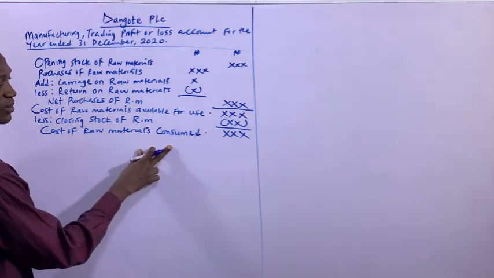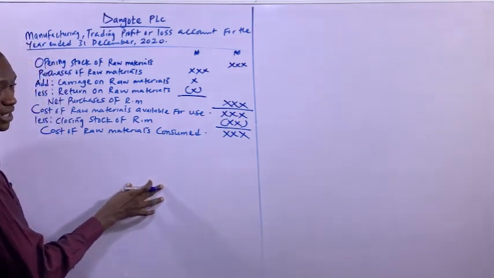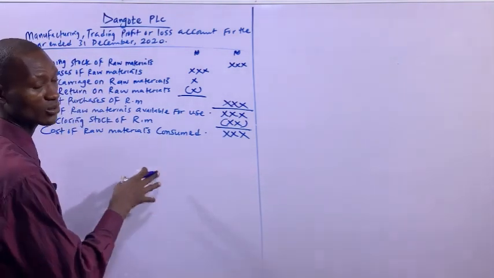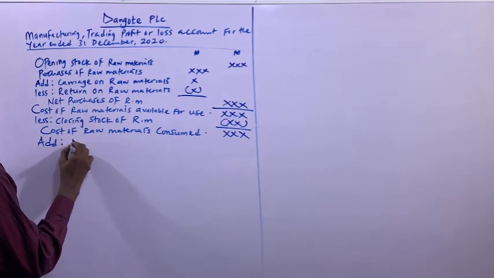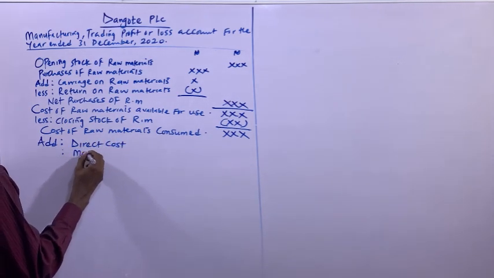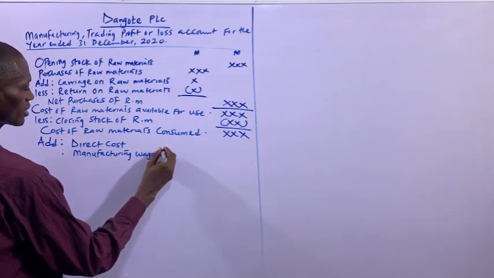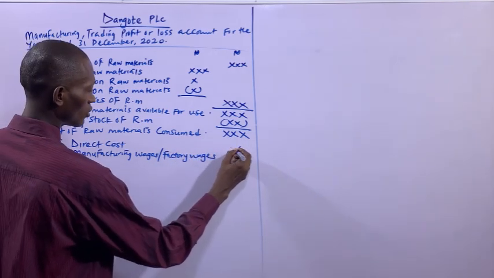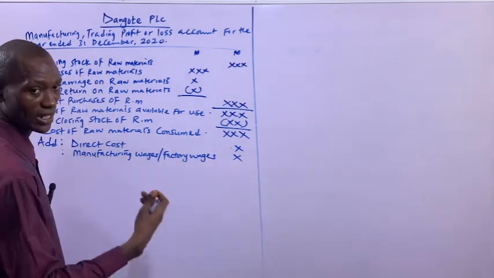Then we add to this cost of raw materials consumed the direct costs, because we want to get our prime cost. So to get our prime cost, we add to the cost of raw materials consumed all direct costs. Examples of direct costs: you can have manufacturing wages. This can also be called factory wages. Any of the two you are given is the same thing.